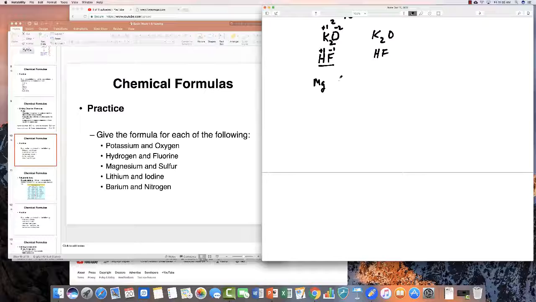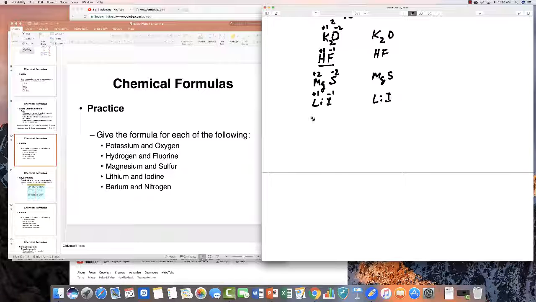Magnesium, sulfur. Sulfur is a 6A element, it's a minus 2. Magnesium is a 2A element, it's a plus 2. The least common multiple here is 2. 2 goes into 2 1 time, 2 goes into 2 1 time, so it's MgS. You don't write the ones down. Lithium iodide. This is a minus 1, 7A element, plus 1, 1A element. Again, least common multiple is 1, so it's LiI.